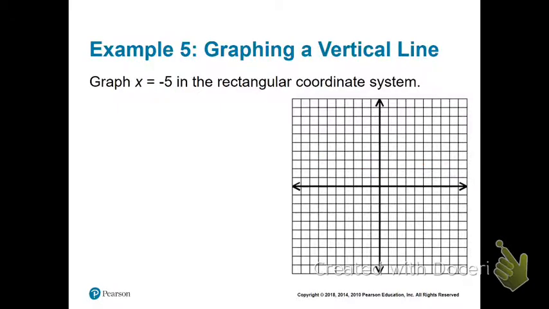Graph x = -5 in the rectangular coordinate system. So now we're going to go to where x equals -5. Alright. And now I need to check and see, does this one go left or right? Well, if I go and I say, okay, well, let's just say if it goes this way. Is that x value a -5? No, that x value is -1 and then a 0 for the y value. So it's not going to go that direction. So I must be going to go the other direction.